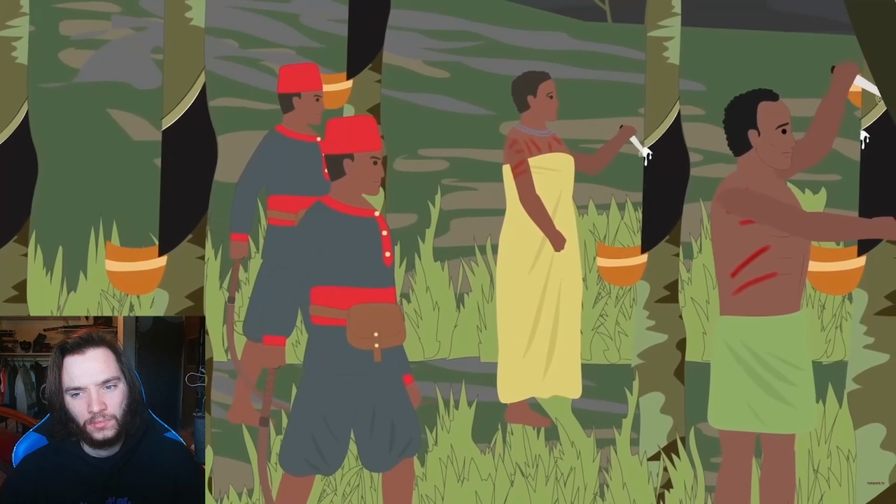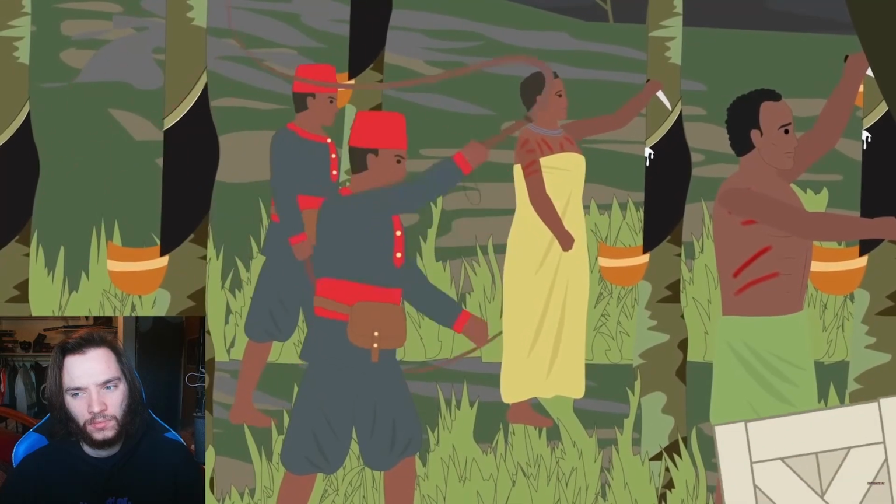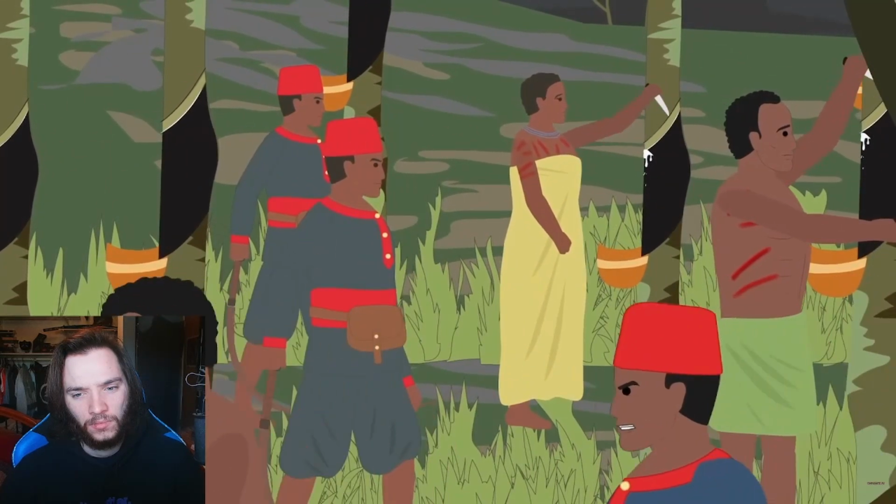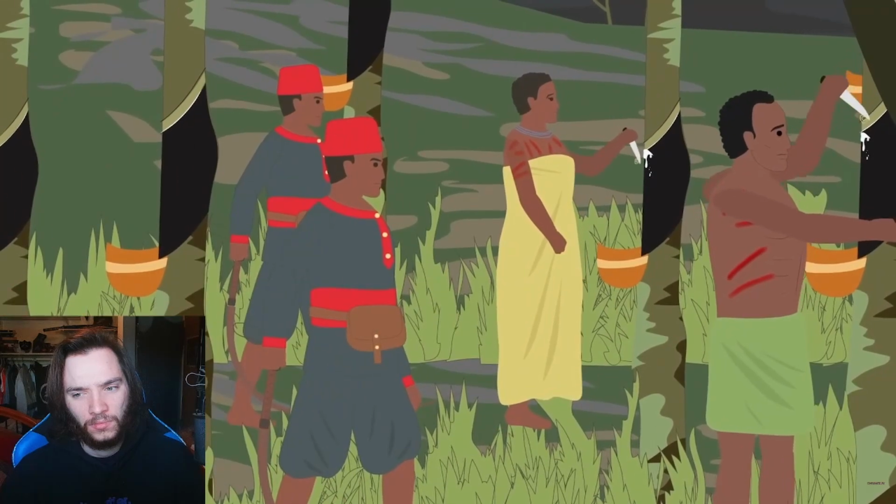To make sure that the extraction of rubber from the rubber trees would be maximized, he created a labor policy and practically enslaved the natives.